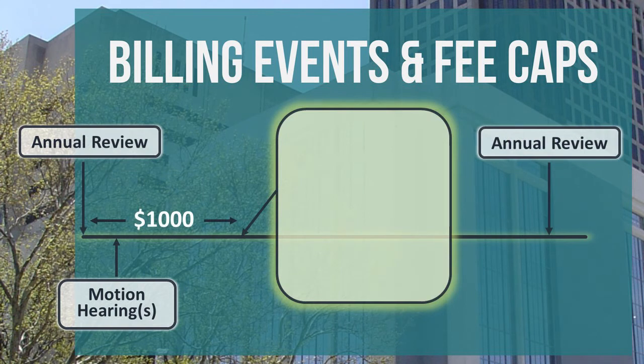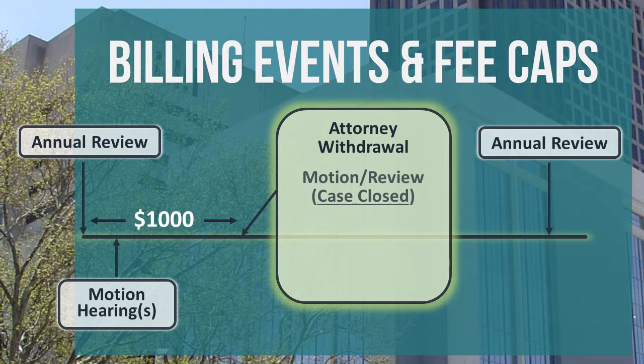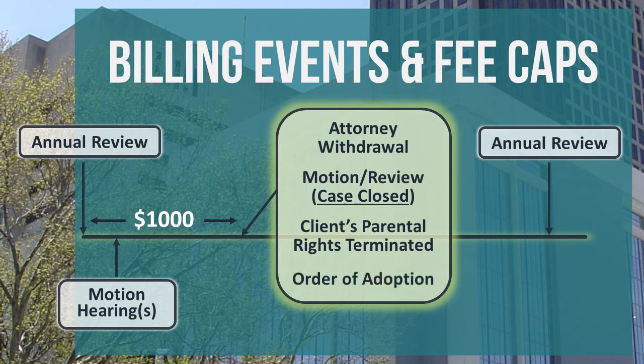A billable event also occurs if any of the following transpire prior to the annual review hearing. The attorney resigns or is removed by the court. All orders pertaining to the child are terminated. The attorney's client has lost parental rights. The attorney's client is adopted.